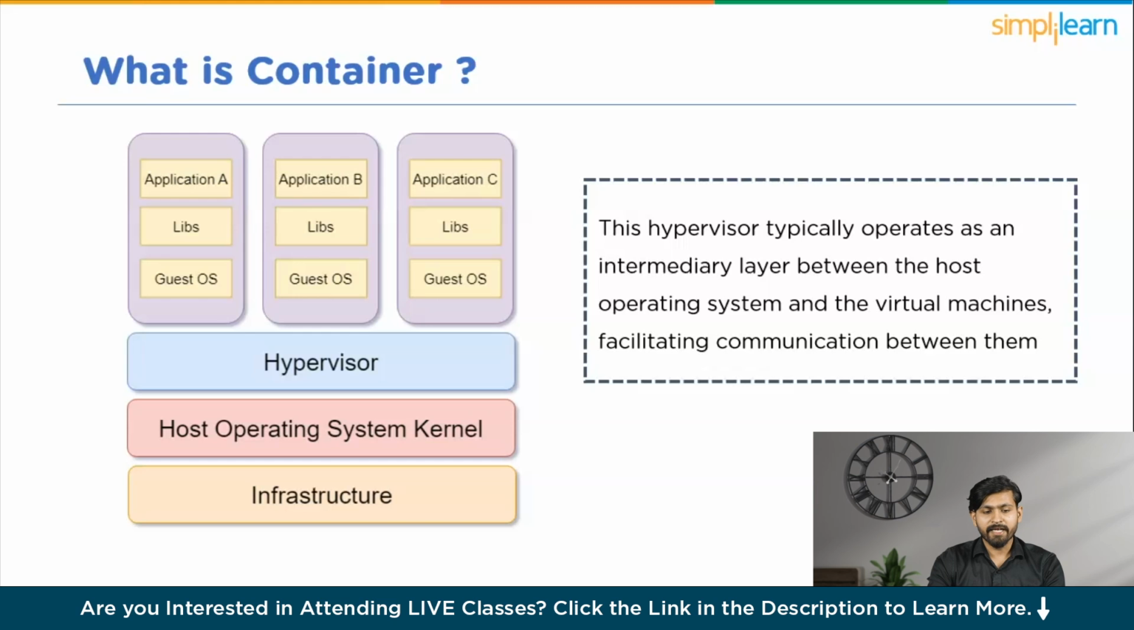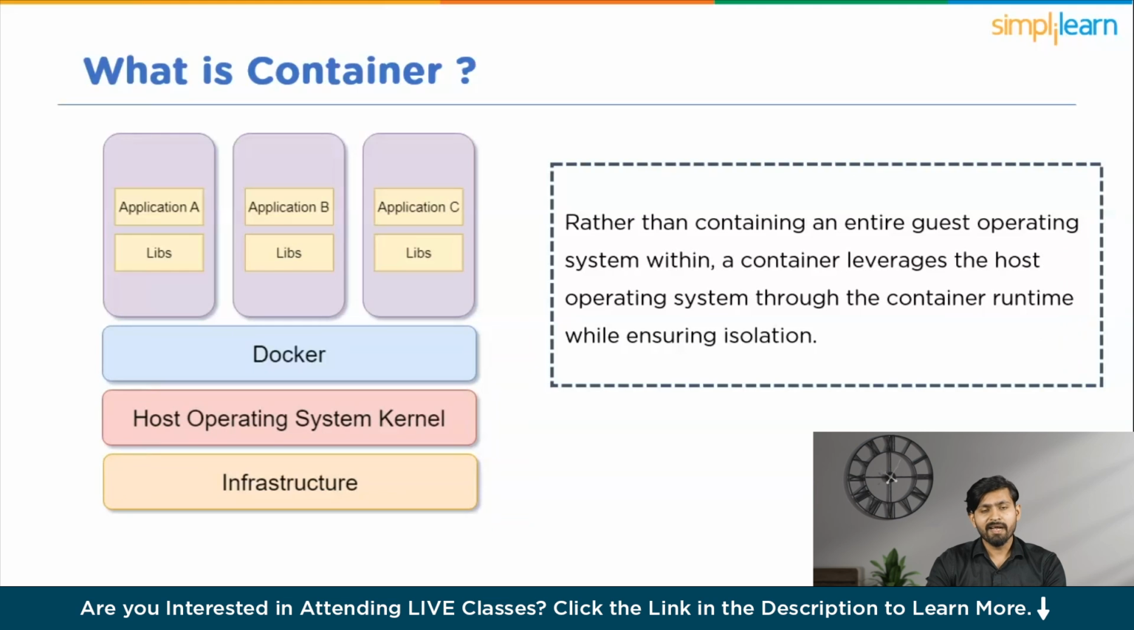Now if you look at this architecture, guys, you can see there are application A, application B and application C. The overall architecture of a virtual machine includes a hypervisor beneath it, then there is a host operating system kernel, and then there is the infrastructure. The hypervisor typically operates as an intermediary layer between the host operating system and the virtual machine, which facilitates communication between them. Whereas if I talk about Docker, you can see that rather than containing an entire guest operating system within, a container leverages the host operating system through the container runtime while ensuring isolation.